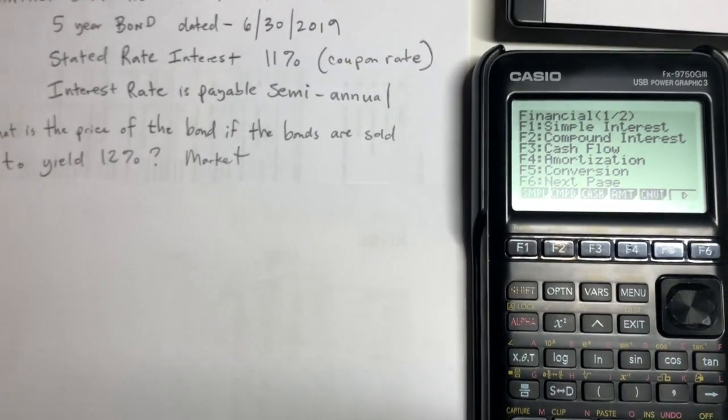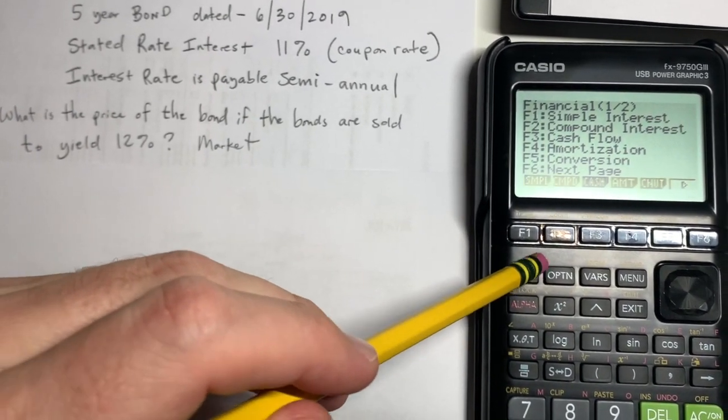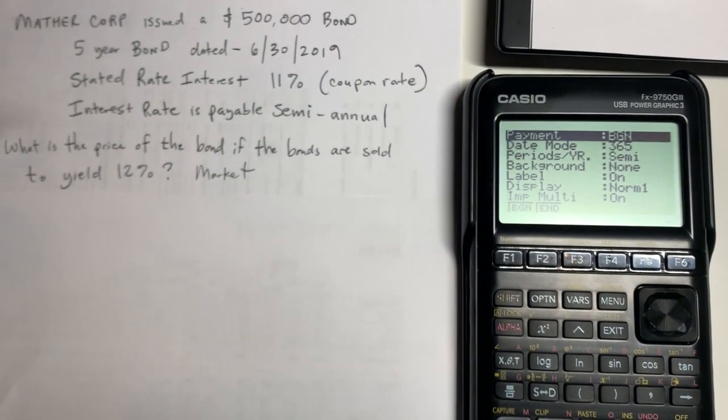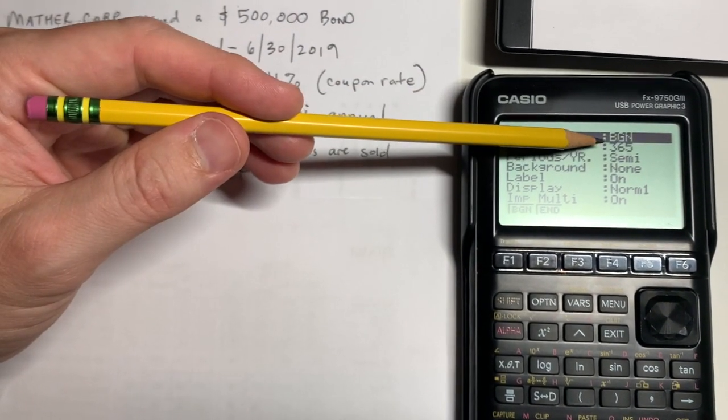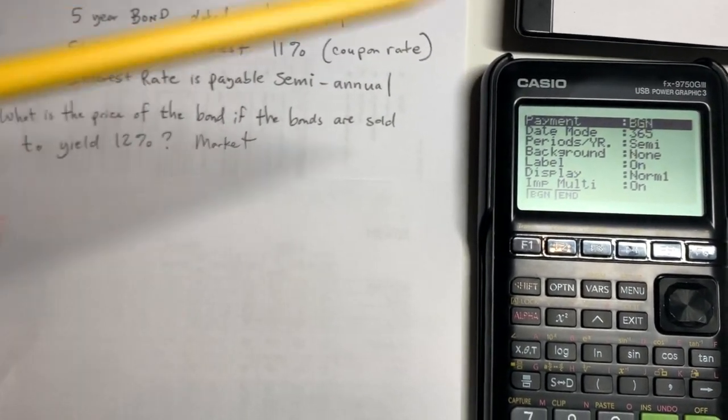All right, now we're in the TVM menu. The first thing we want to do is go into the setup options. Most of these you don't want to change. You do want to make sure that the date mode is at 365. That is one thing for sure. You want to make sure you're at 365 days for your date mode.